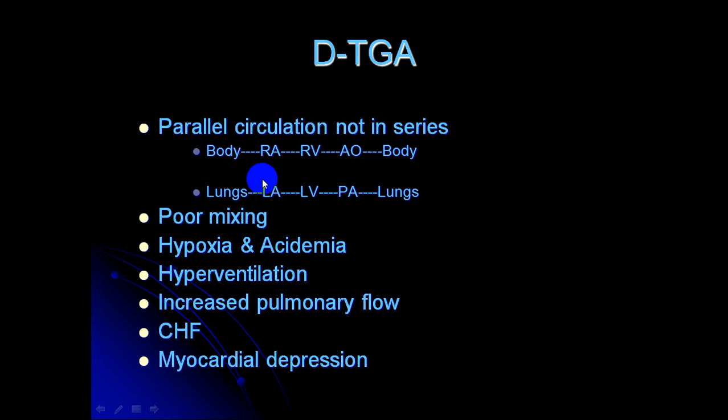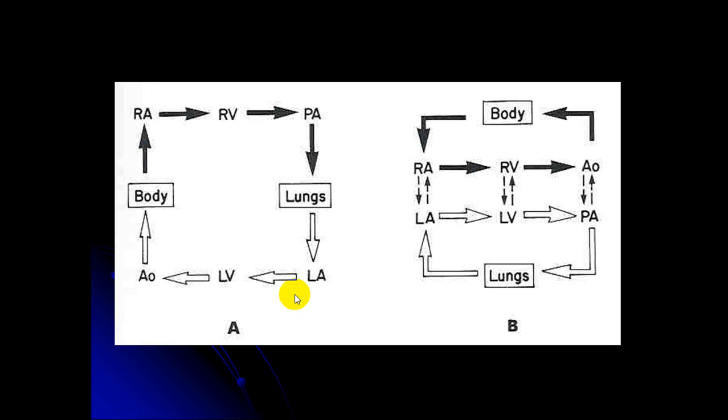If I do mixing at the atrial septal level, this is what is called stable, or TGA with patent ductus arteriosus or foramen ovale, unstable. The result is poor mixing and hypoxia, acidemia, hyperventilation, increased pulmonary blood flow, congestive heart failure, and myocardial depression.